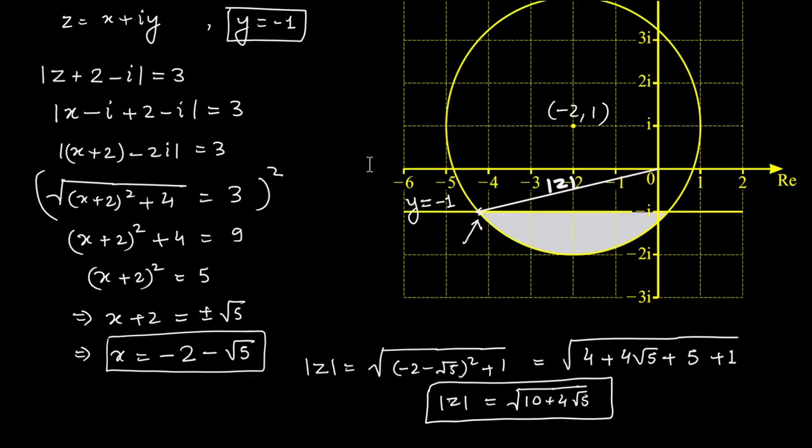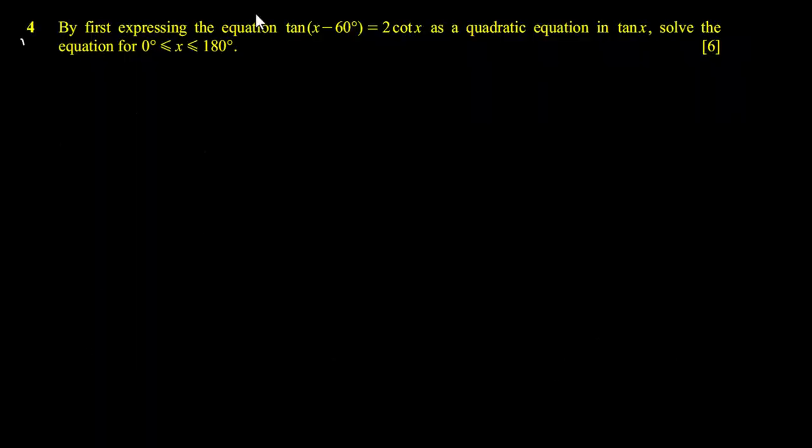I hope it is clear. Let's discuss the next part. And here is question number 4. By first expressing the equation tan(x minus 60 degrees) equals cot x as a quadratic equation in tan x, solve the equation for x between 0 and 180 inclusively.